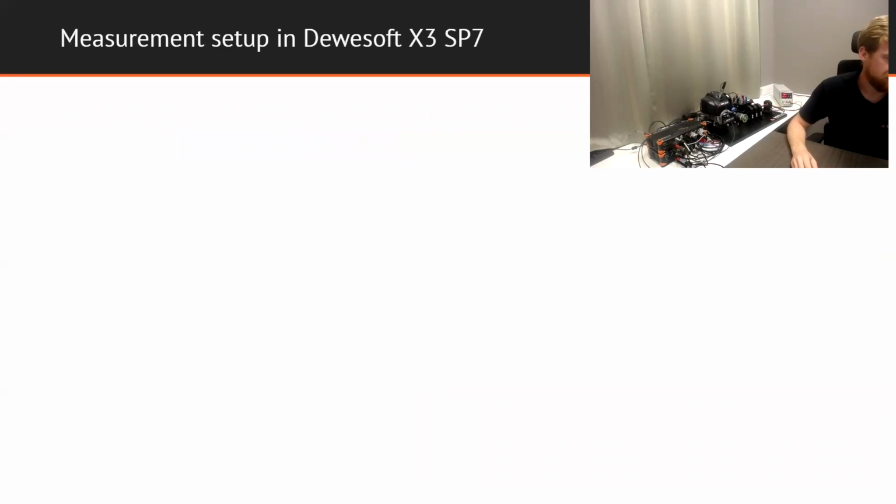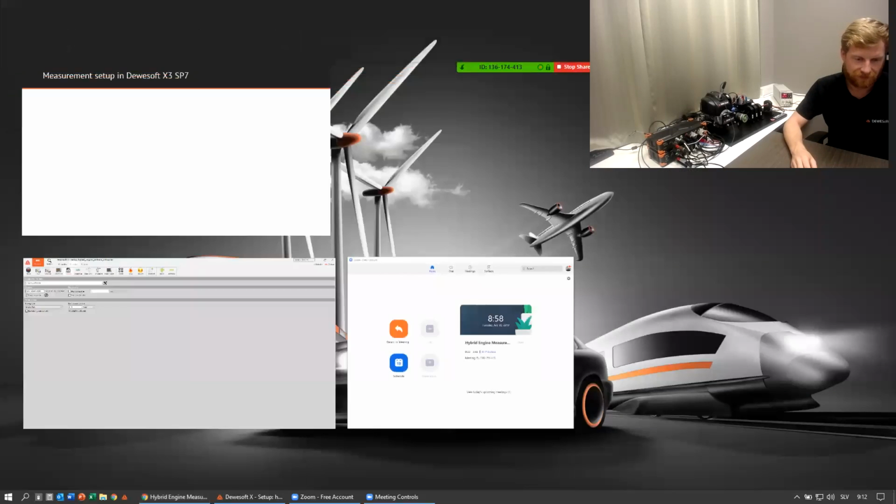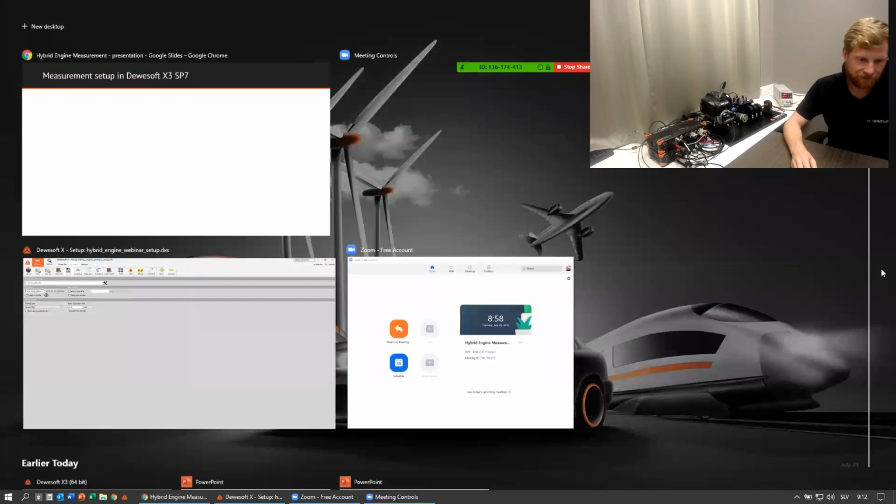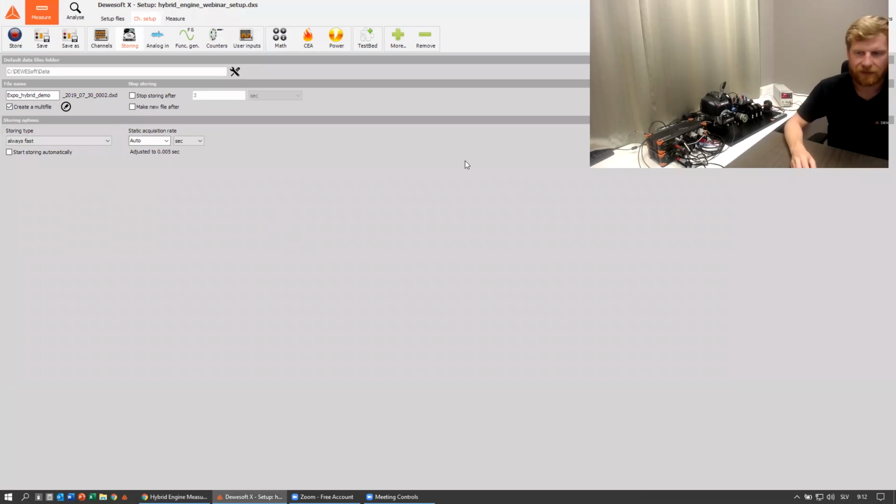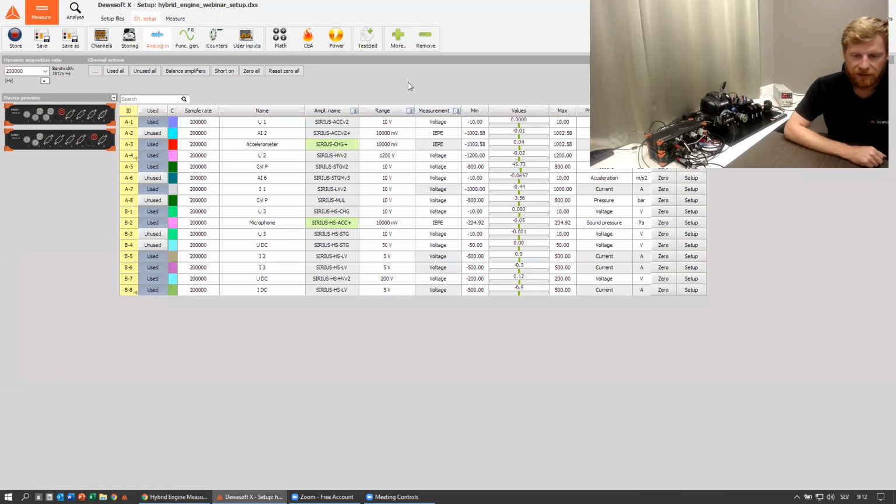So now we'll switch to Dewesoft and see how the measurement is done inside Dewesoft. Okay, so we'll start first with the analog inputs. We have here different types of inputs. So we have two slices connected together, which are synchronized with one sync cable in behind.